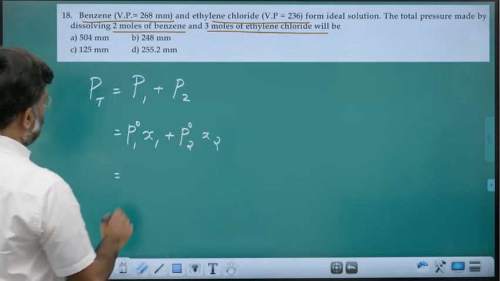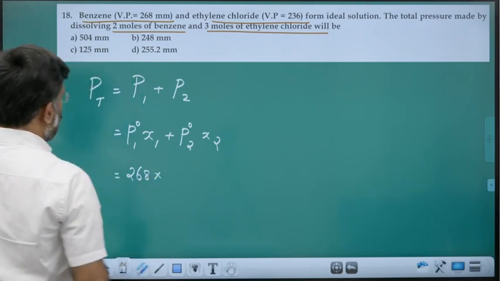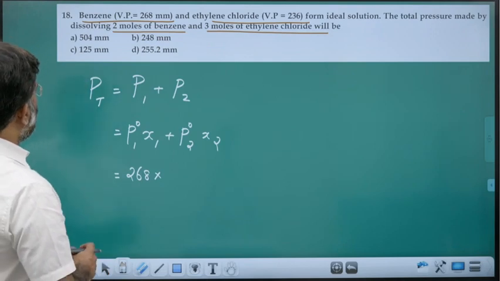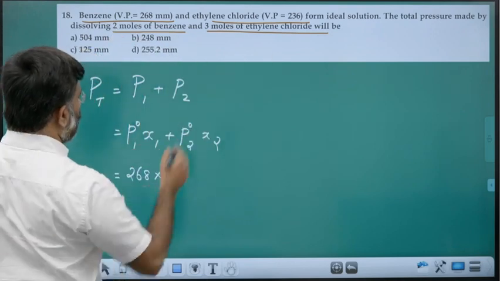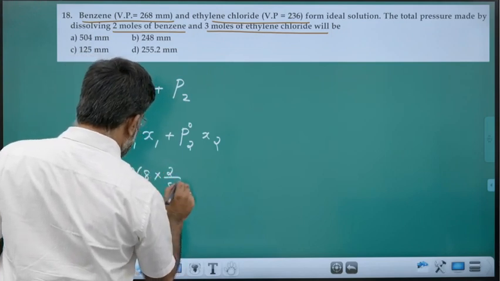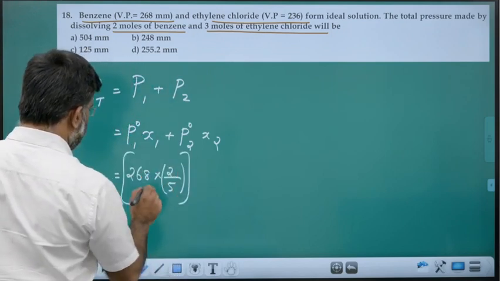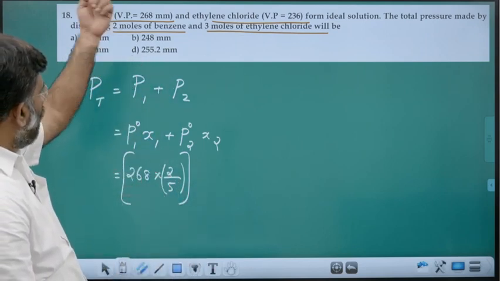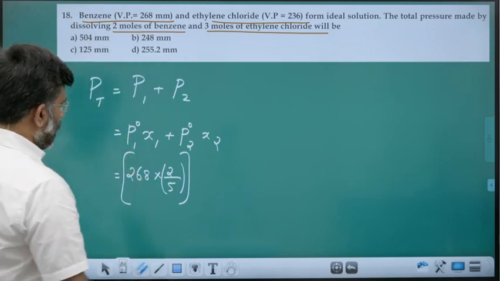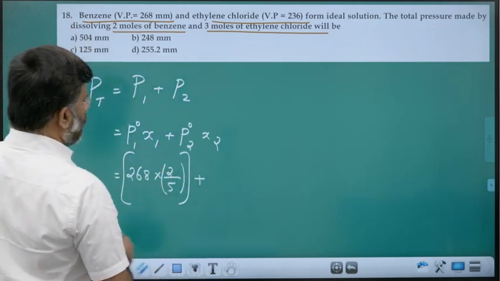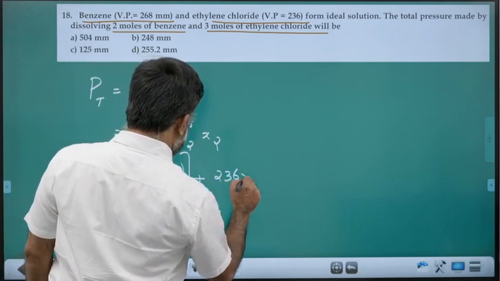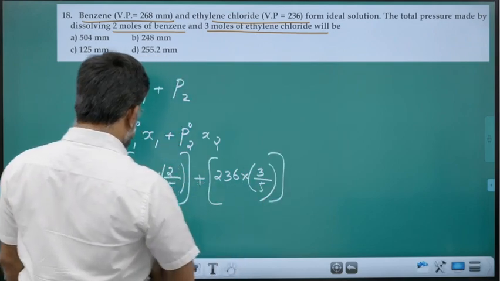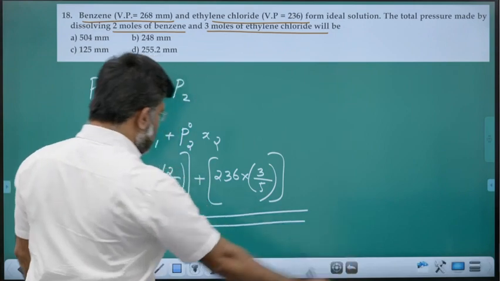What is P01? 268. What is X1? It is 2 mole benzene, 3 mole ethylene chloride. So it is 2 out of 5. What is the mole fraction of benzene? 2 out of total number of moles, 2 plus 3, 5. Plus, what about ethylene chloride? 236 into 3 by 5. This will give you the answer.